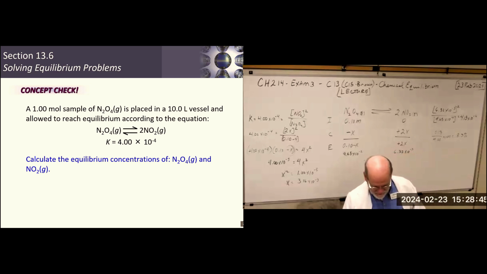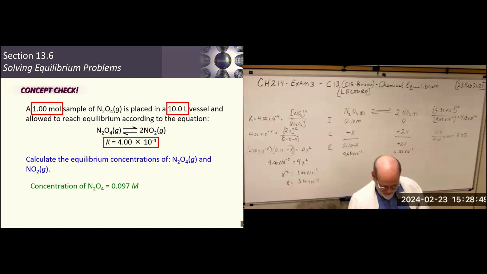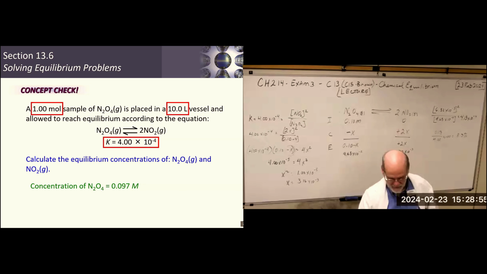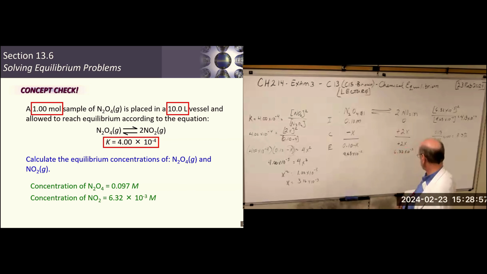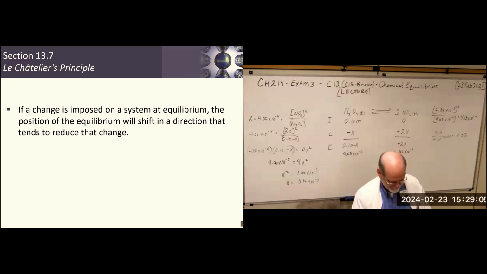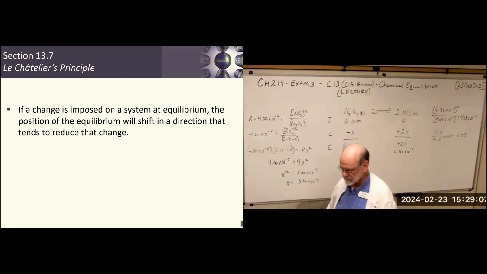Now let's see what it says. 0.97. Yeah. 0.97, that's right. And then 6.32 times 10 to the minus 3. Okay. Oh, okay. Yeah. I can wait. We haven't got that much left to go. I think this is the last topic, Le Chatelier's principle.